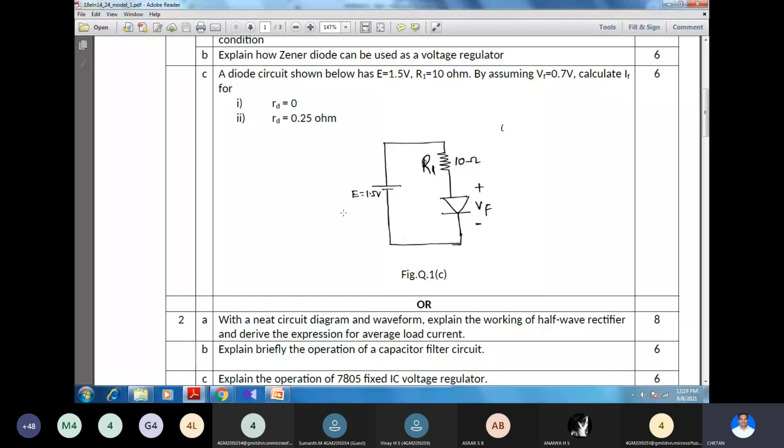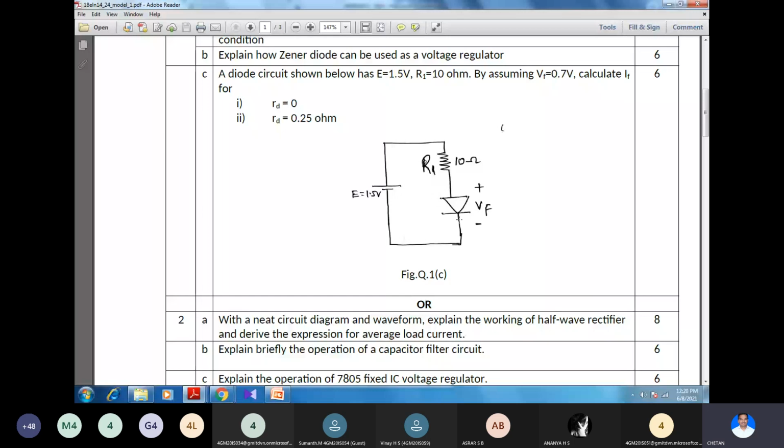So what is given here is a diode circuit shown below, with E, capital E, 1.5 volt, R1 10 ohm. By assuming Vf equals 0.7 volt, calculate If for the first case Rd equals 0, and the second case Rd equals 0.25 ohm. So this is a very simple circuit. This is the voltage source, a DC voltage source. What is the value? 1.5 volt. So this is connected to a resistance R1, which is 10 ohm, and we have a diode, right?